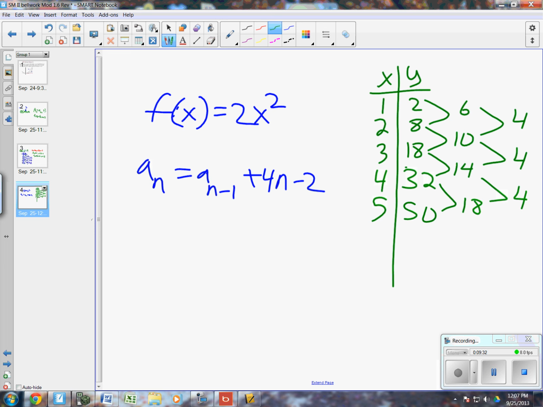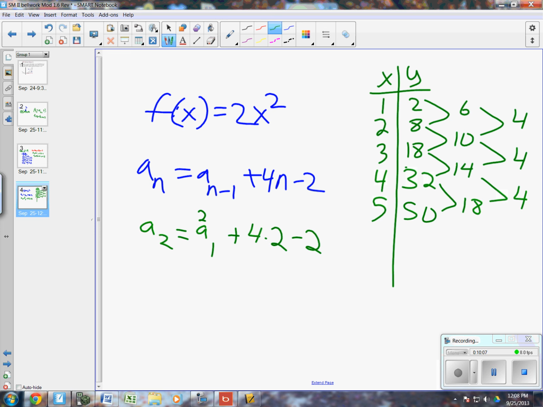And then if n is 2, because we're looking for a sub 2, that's going to be a sub 1 plus 4 times 2 minus 2, right? Well, let's say we didn't know what that was yet. We're going to go 4 times 2 is 8, and we know the previous term was 2. So that's 10, but we want it to be 8, right? So we got a minus 2.